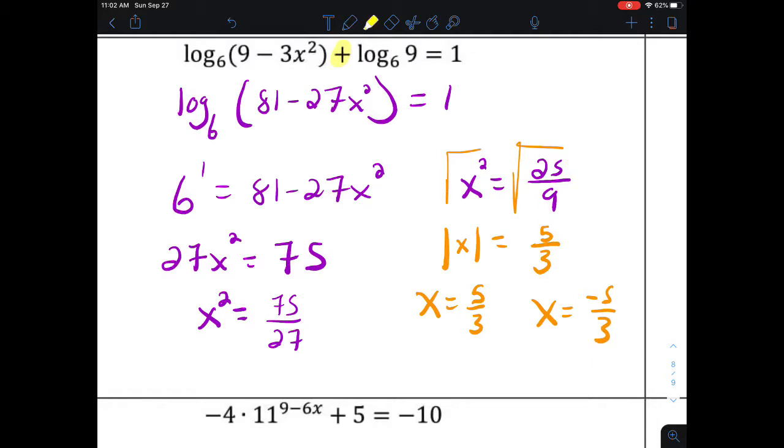And now I have to check and make sure that if I put those numbers in, it doesn't make me take a logarithm of a value equal or less than 0. So if I put 5 over 3 in here, square 5 over 3 is 25 over 9 times 3 is 25 over 3. And I need to take that away from 9. Well, 25 thirds is smaller than 9 thirds, so it keeps the inside bigger than 0. So both of these are going to be my answer.